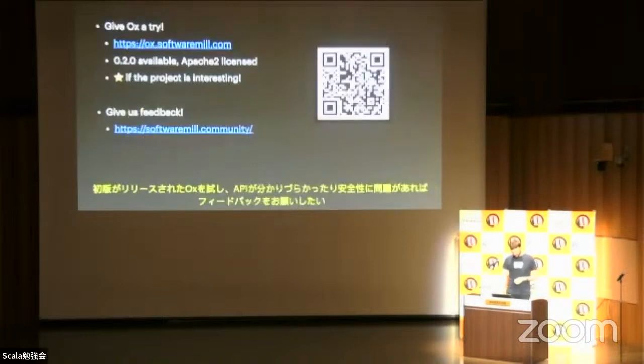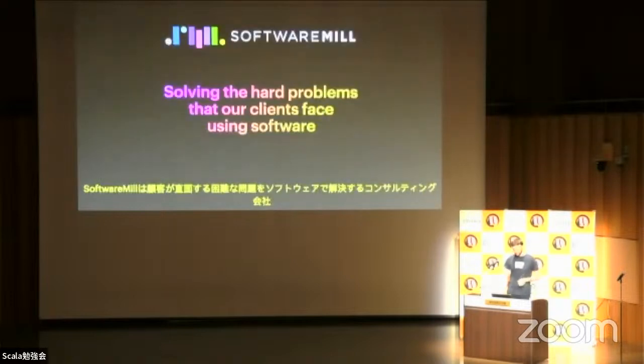So I would encourage you to give Ox a try. There's a couple of publicly available releases. It's Apache 2 licensed. It's on GitHub. So if you like the project, please star it. We are looking for feedback. We are also looking for cases where Ox actually works worse than functional effect systems, so that we can either fix something in Ox, or maybe simply let the users know that for this use case, don't use direct style.